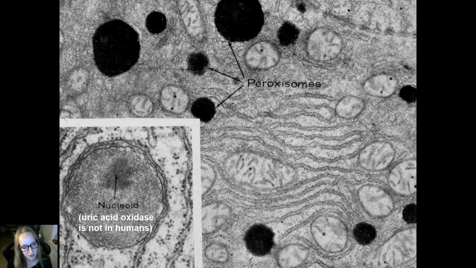And really there is a picture, sometimes you can see some kind of content on the inside called a nucleoid, but not in humans, I guess. There are some crystals of uric acid on the inside.